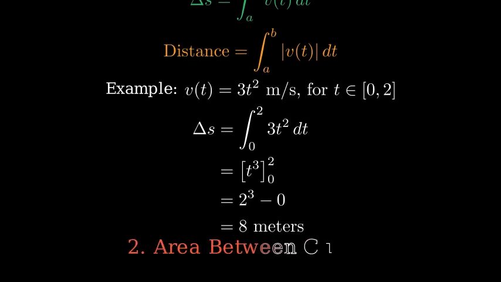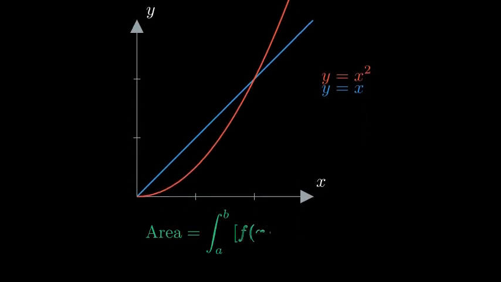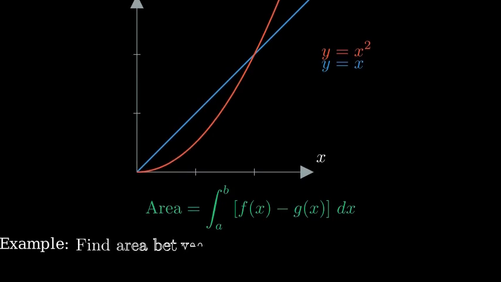Now, let's move on to our second application, finding the area between curves. When we have two continuous functions f of x and g of x on an interval from a to b, the area of the region between these curves is given by the integral of their difference. Mathematically, if f of x is the upper curve and g of x is the lower curve, then the area between them from a to b is the integral from a to b of f of x minus g of x dx.